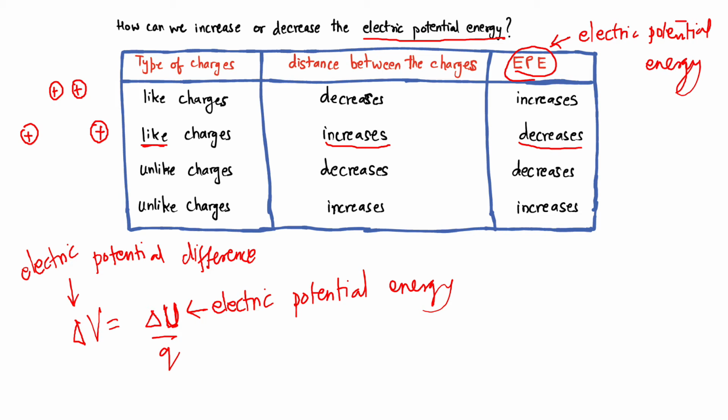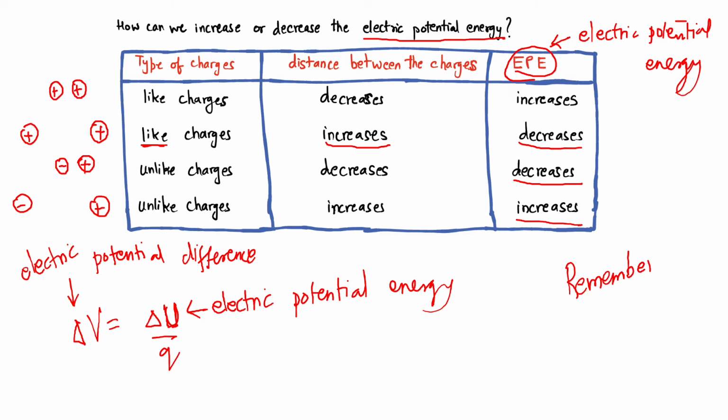If you take unlike charges and keep them closer like this, unlike means one should be negative, one should be positive, then the electric potential energy will be decreasing or it will be less. And if you keep them away from each other, then the electric potential energy will be increasing. Okay, so that's a table which we have to remember and memorize.